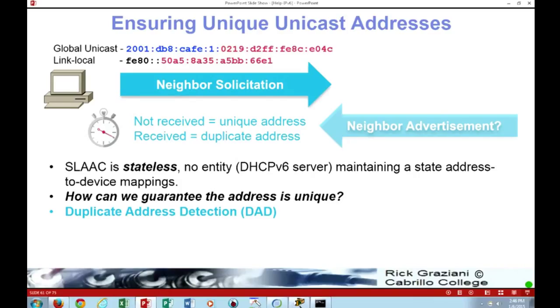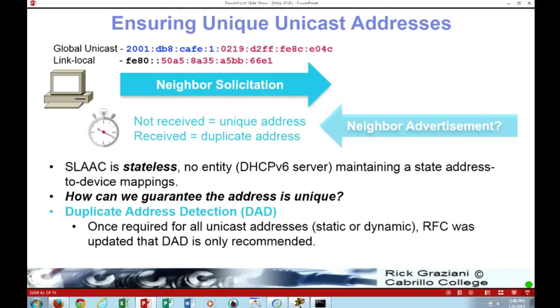Any idea why you think the IETF changed it from required to recommended? How many possibilities do we have with a 64-bit interface ID? 18 quintillion. They said, look, what are the chances? Somebody may start playing the lottery if you start getting an issue. So, iOS still does it, macOS still does it, Windows still does it. Still does this duplicate address detection.